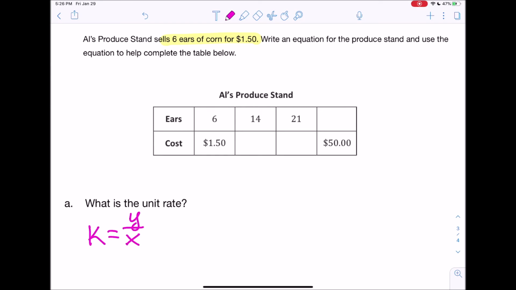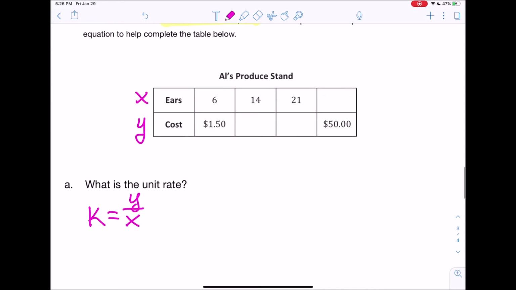Well, I can look at this table and remember, X comes before Y in the alphabet. W, X, Y, and Z. And that's a good way of remembering that X is always your first set of data. So ears are going to be X and cost is going to be Y. So if I want to find the unit rate for Al's produce stand, then all I have to do is plug in the pair given. Now remember, in tables, there might be missing information, but they're going to give you at least one pair of X and Y's. So here we have 6 and $1.50.